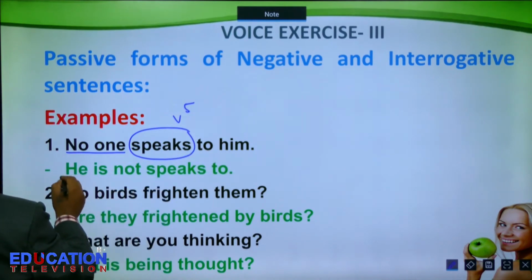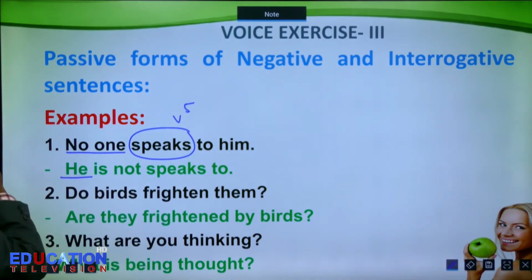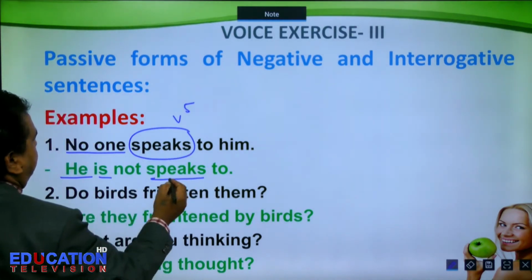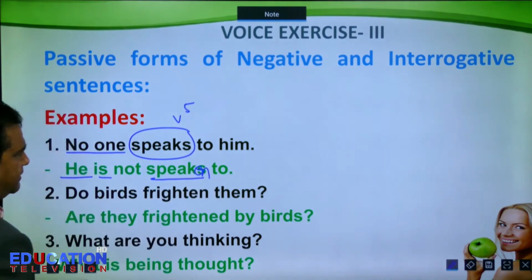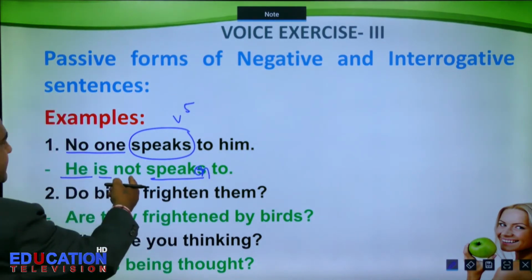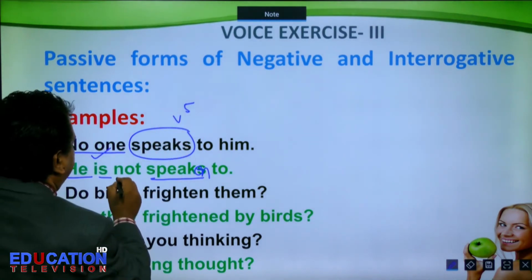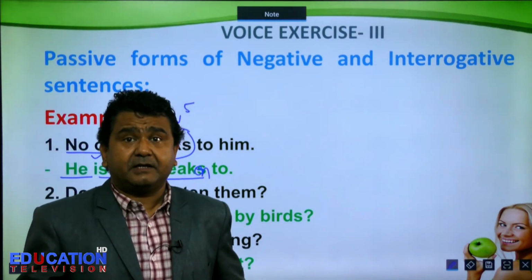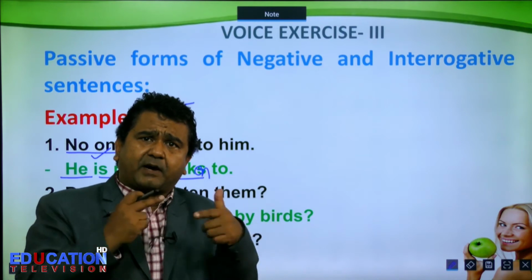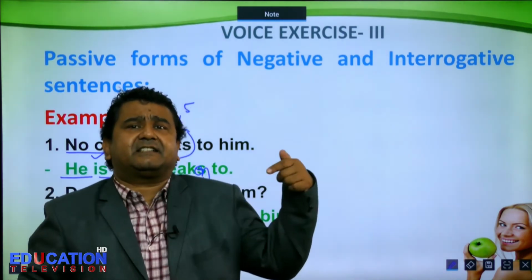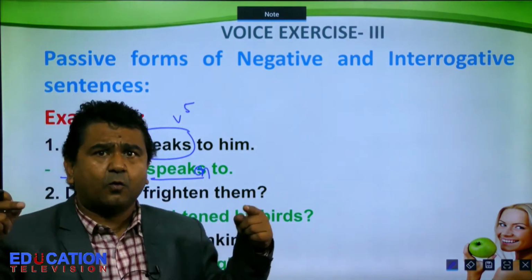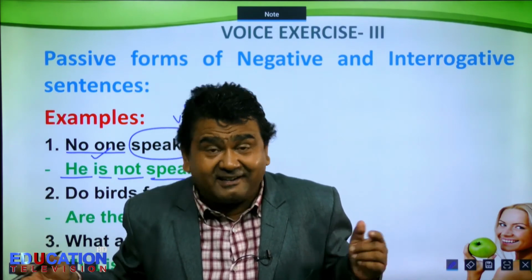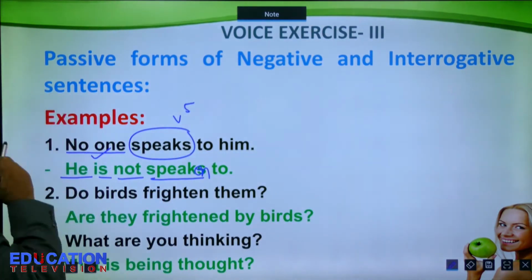Him is drawn here as subject he, and speaks is V1. So, he is spoken. A little bit of a mistake. Because no one is negative, we have written here not. He is not spoken to. The rules are the same. Since there is V1, we have to write is, am, are plus V3. Since the sentence is a negative one, we have to add not. Remember. That's clear. It's not difficult. So, next one.